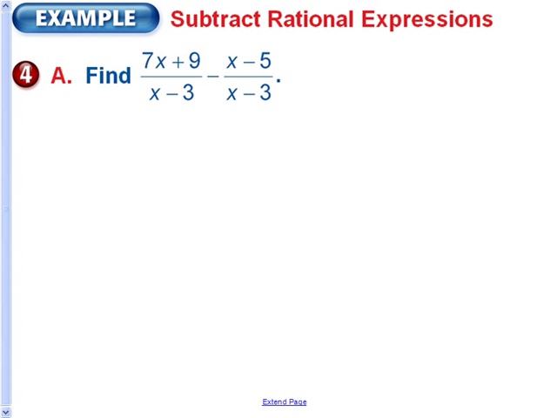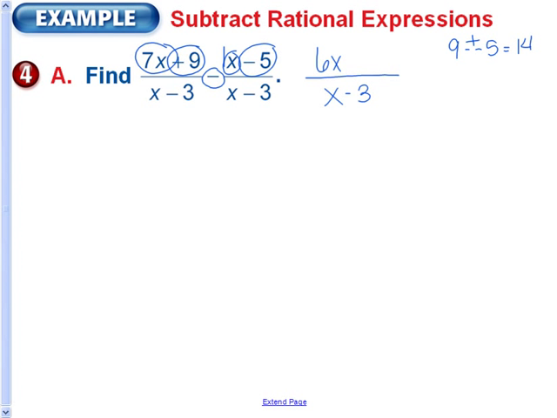Okay, well now we're subtracting. It's the same concept. You need common denominators, and we do have that in this case. But subtracting is trickier because we have to remember that we're always subtracting. So x minus 3, we're going to take 7x minus x. And if it helps you, put that 1 in front of there. So it is 6x. 9 minus negative 5. Well, minus a negative is actually plus. So that is 14.